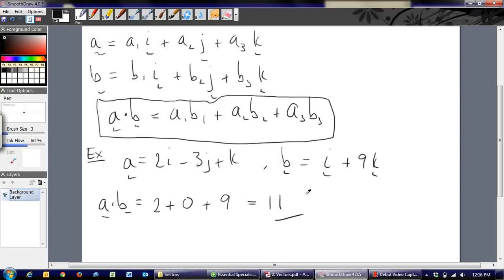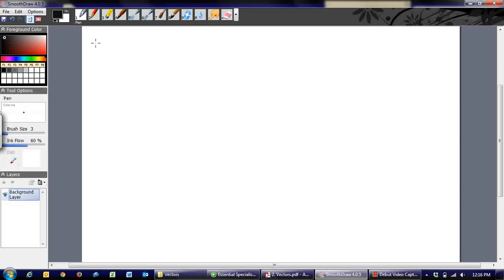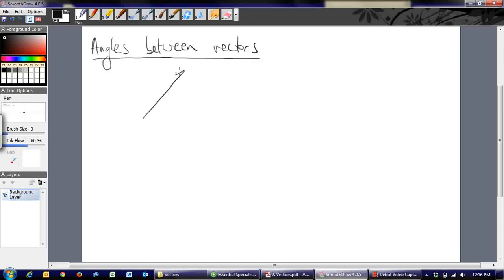Okay, so the last thing I want to show you is just angles between vectors. And this is another quite powerful use of the dot product. Sorry that my A and B always look the same, it just seems to be the easiest way to do it.